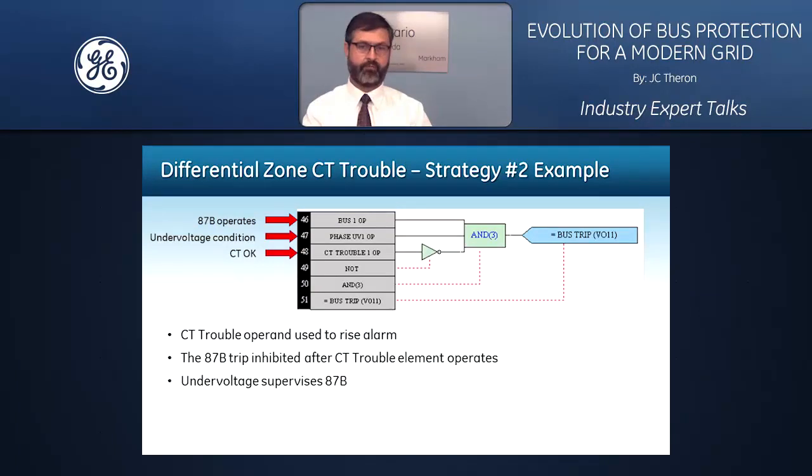Here's an example of how to use strategy 2 of CT trouble. In this case, we have our bus differential operand and also an undervoltage condition supervising the differential together with CT OK, which is the CT trouble not operand. So in this case, the CT trouble operand is used to raise an alarm and the differential inhibited after the CT trouble element operates. However, undervoltage is still used to supervise the differential function.